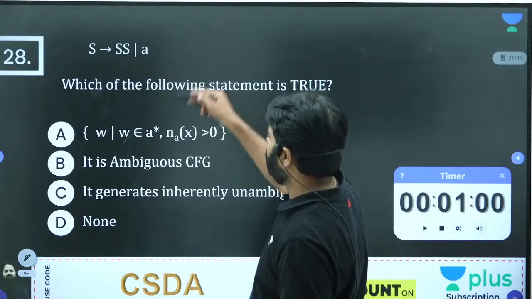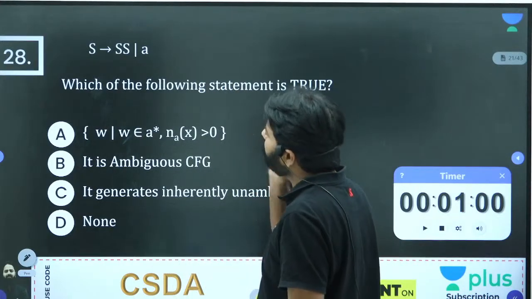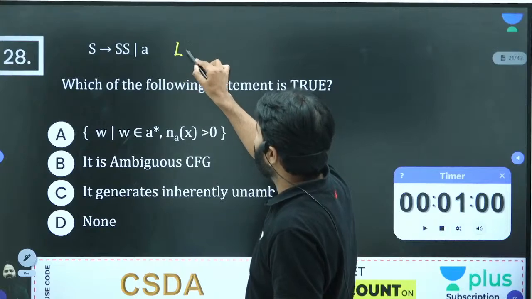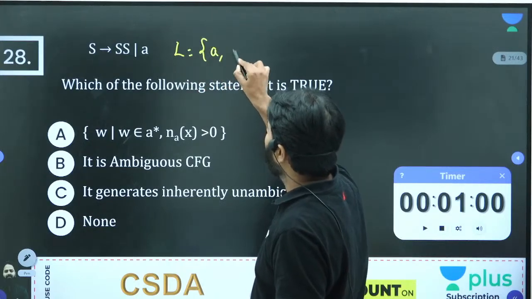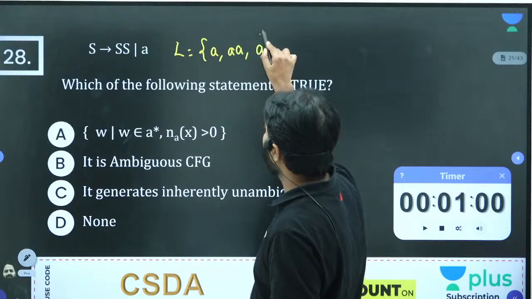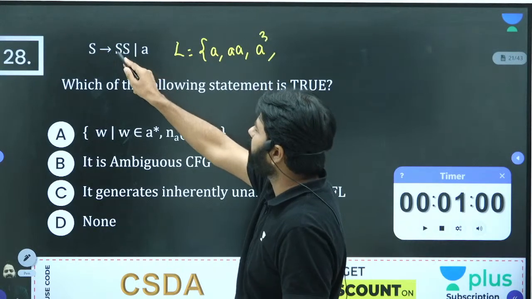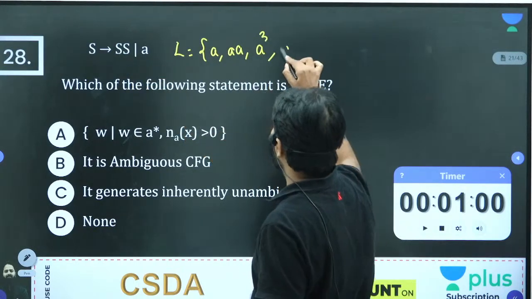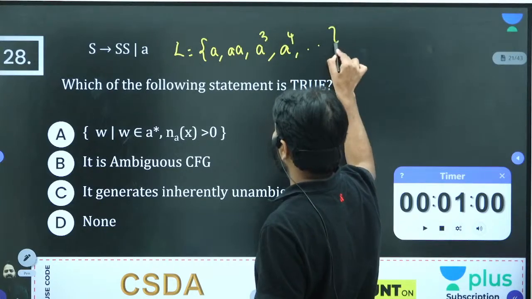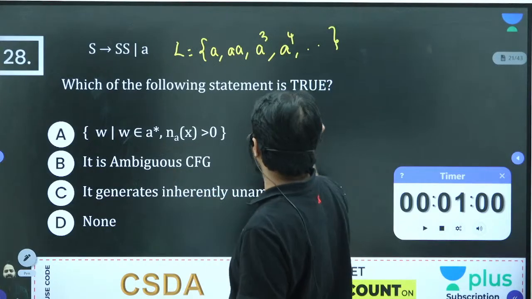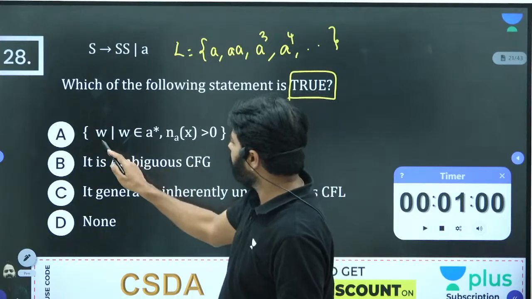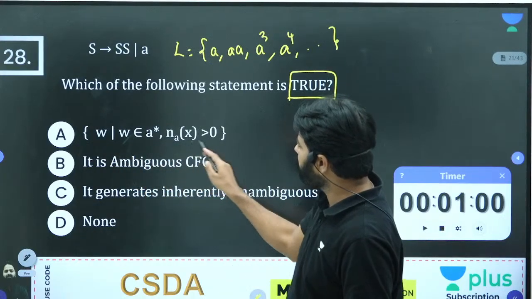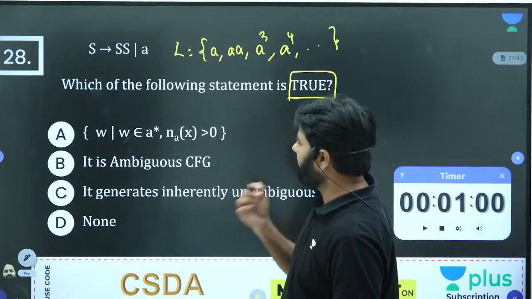The language is also given, so we should think about what the language is. A, double A is also possible, triple A is possible by taking S with another double S. So you can generate all of them except 1 A. Which of the following is true? W belongs to A star except epsilon. True.